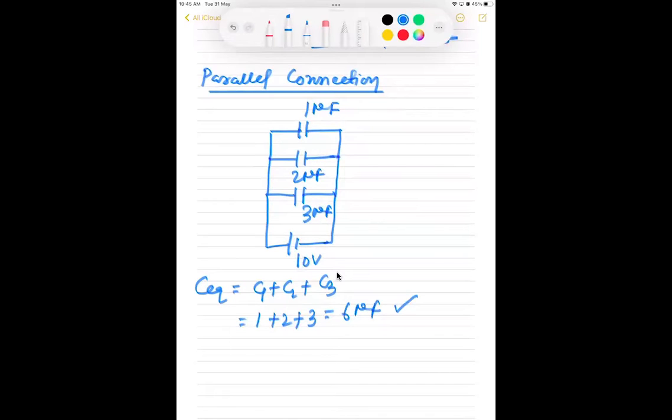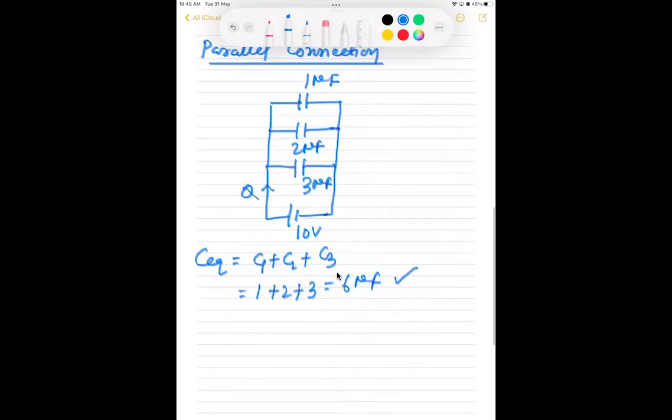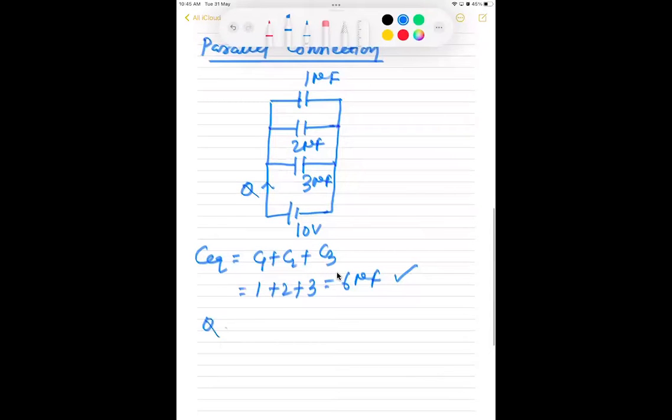Students, how much charge will be flowing? Total charge Q. Q is going to be CV, C equivalent into V. What is C equivalent? 6 microfarad. What is the total voltage? 10. Then it's going to be 60 microcoulomb. All understood?